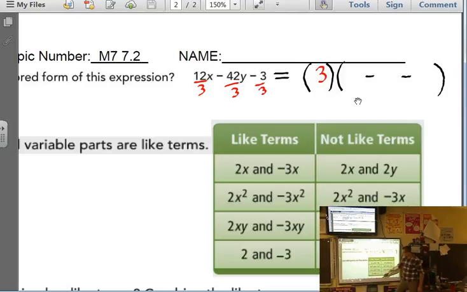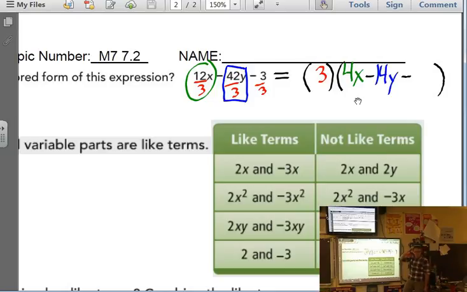There is math 1. I teach a math 2 class because they already took math 1. So when 3 is my common factor, Shane, I'm coming back to you. 12x divided by 3 gave me 4x. 42y divided by 3, since I took the minus as a minus, it's not negative. I took it as a minus, so I can just do 42y divided by 3 is 14y. And then the 3 divided by the 3 gives me a 1. Any questions?